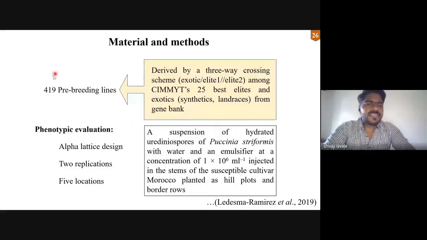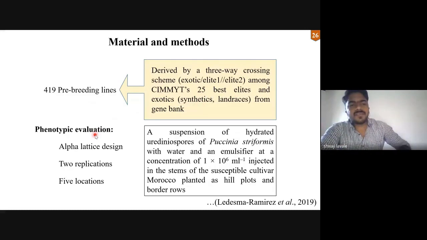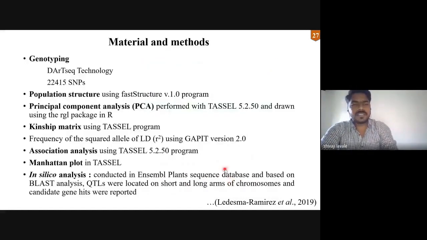The material used here is 419 pre-breeding lines, which are derived from crossing of 15 best elites from CIMMYT. The phenotypic evaluation was done for yellow rust resistance using an alpha lattice design with 2 replications at 5 locations. Artificial inoculation was done using a suspension culture of Puccinia striiformis, which was injected into the susceptible cultivar Morocco, planted as hill plots and border rows. The data was taken for 5 different locations.